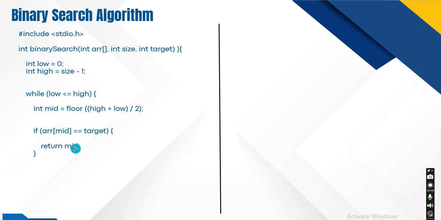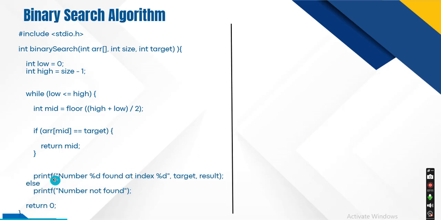We return mid. So if the array has 10 elements, the mid is going to be the floor of 4.5, which is 4. So if array of 4, which is the fifth element, is equal to our target, then we return that index. We also have a printf statement which is going to print that we found our target.